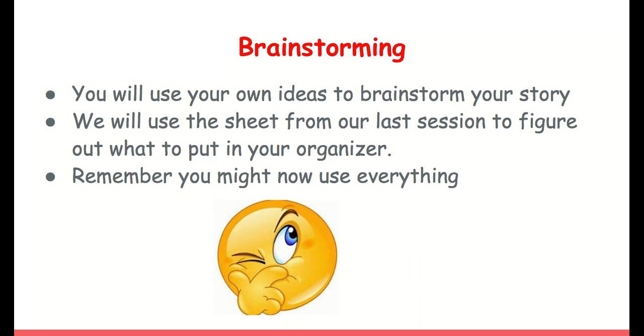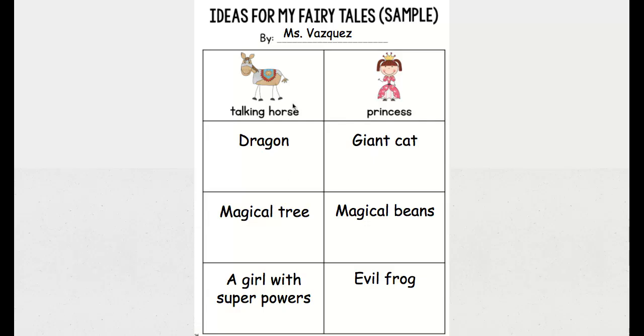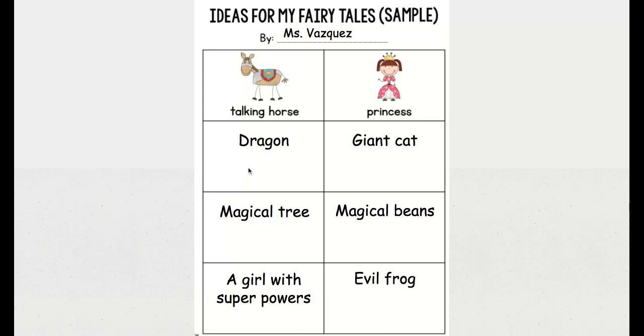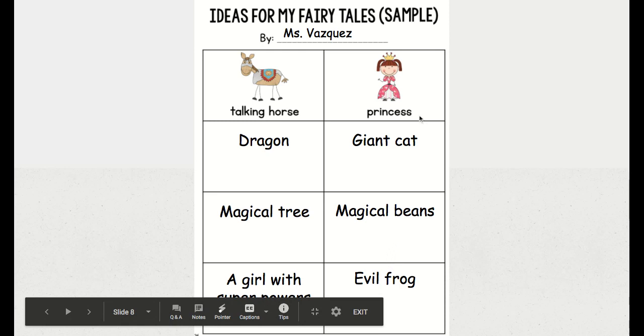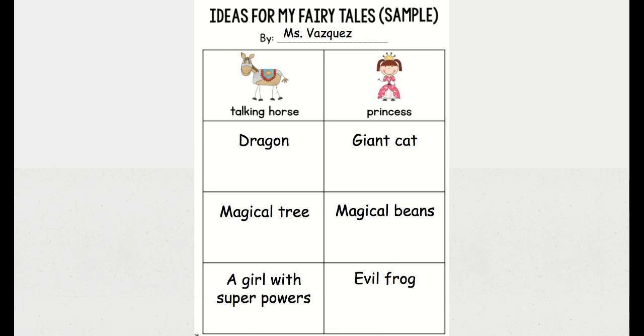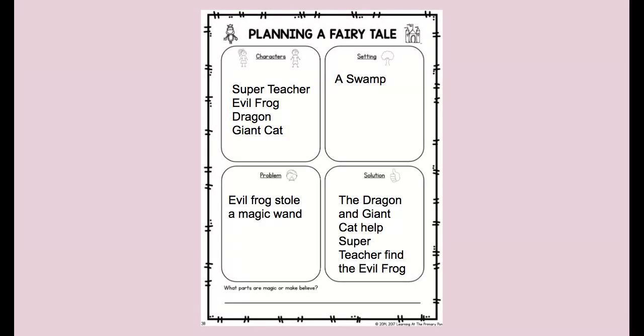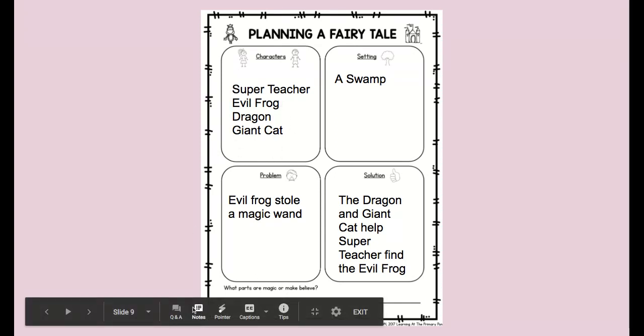Remember, you might not use everything. So the paper we did last time, we might not use everything. We might just use some things about it. So remember, this is the ideas that I wrote last time for my own story. I wrote different characters and different things. So this is what I did last time. Now we are going to complete this graphic organizer. So you're going to tell me what characters you finally decided on your story. So the final characters that you really want to talk about, you're going to write them here.